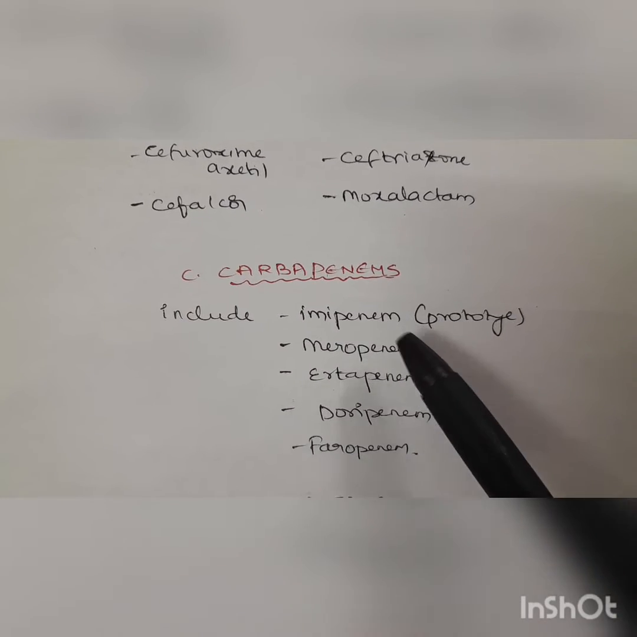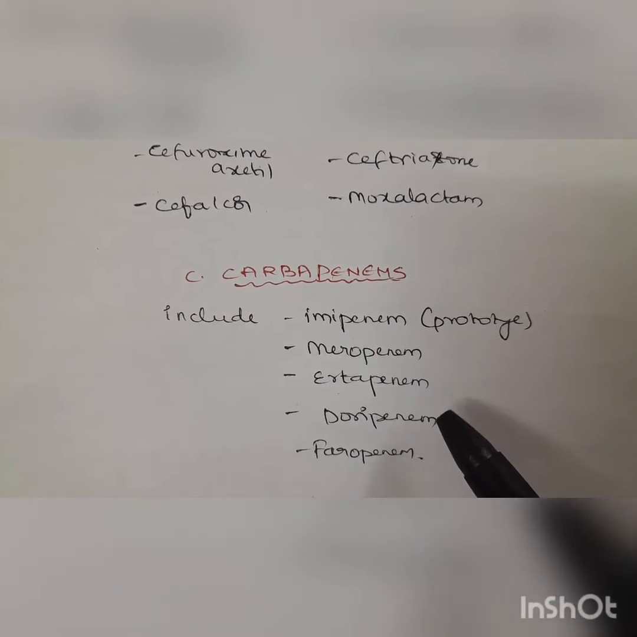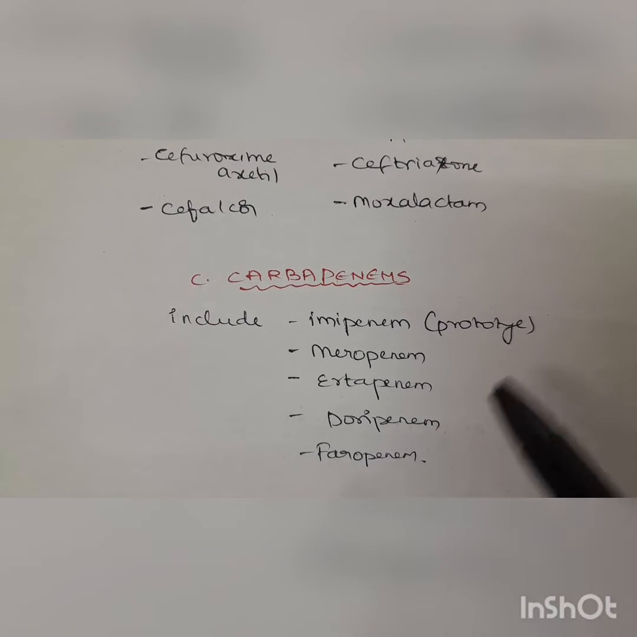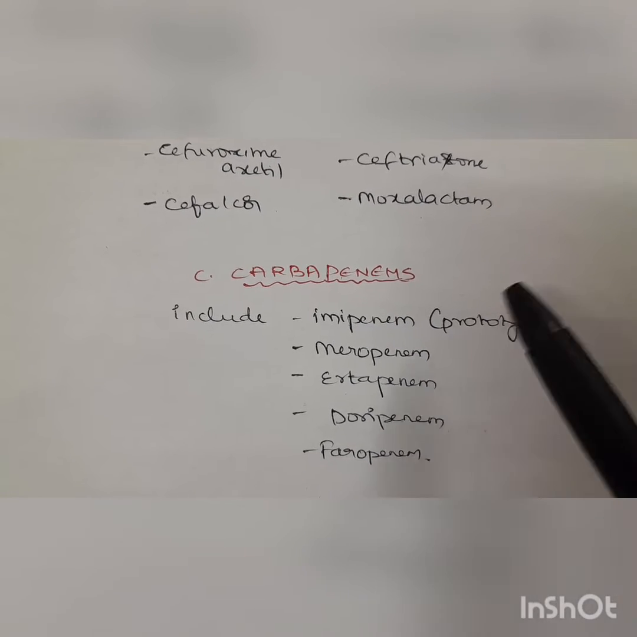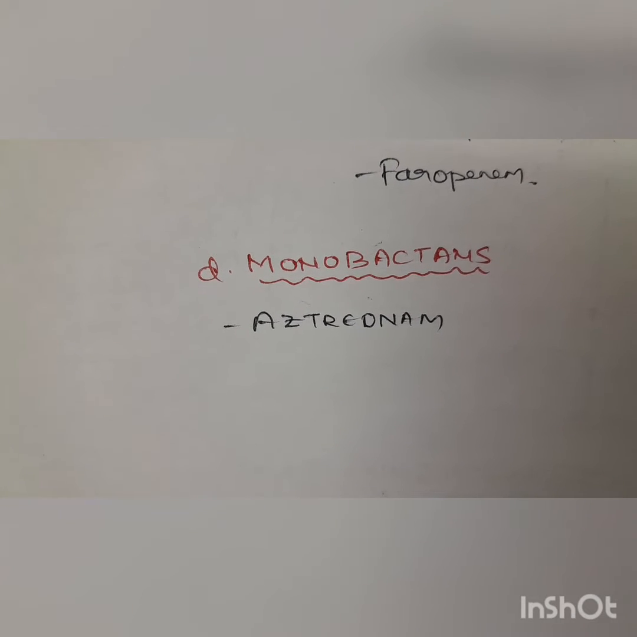Carbapenems include imipenem, meropenem, ertapenem, doripenem, and faropenem. Imipenem is the prototype drug. Monobactams include aztreonam.